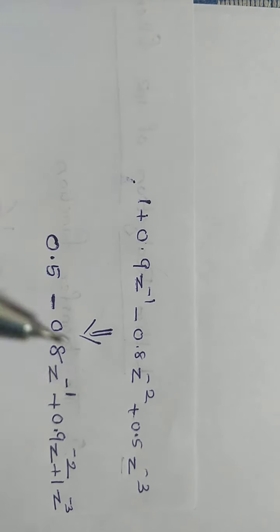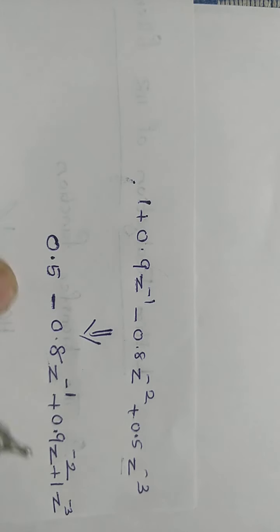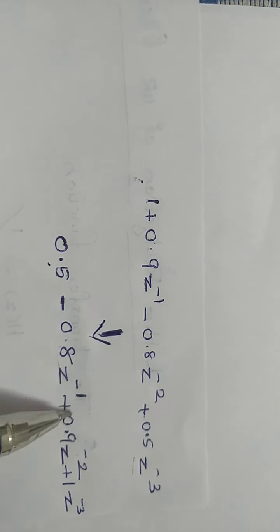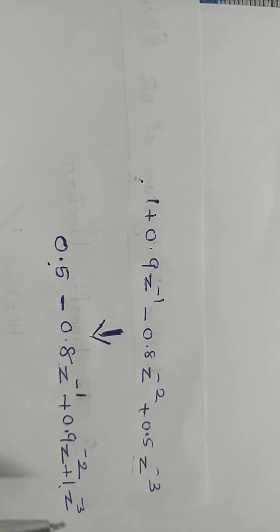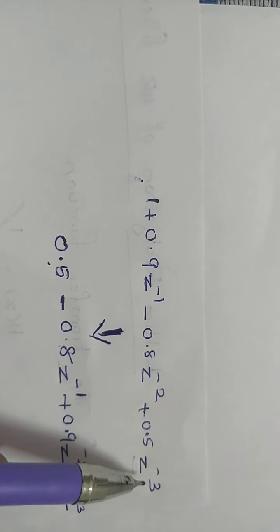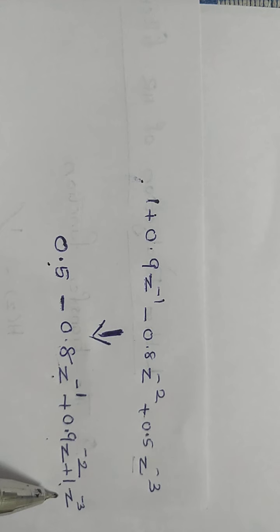This is the b3 of z value. Just write the equation in the reverse order, that is 0.5, minus 0.8, plus 0.9, 1. First don't write the z coefficient, then z inverse, then z raised to minus 2, then z raised to minus 3. If there is another term, write z raised to minus 4. Such a way that we are reversing the equation and writing. This is the value of our b3 of z.